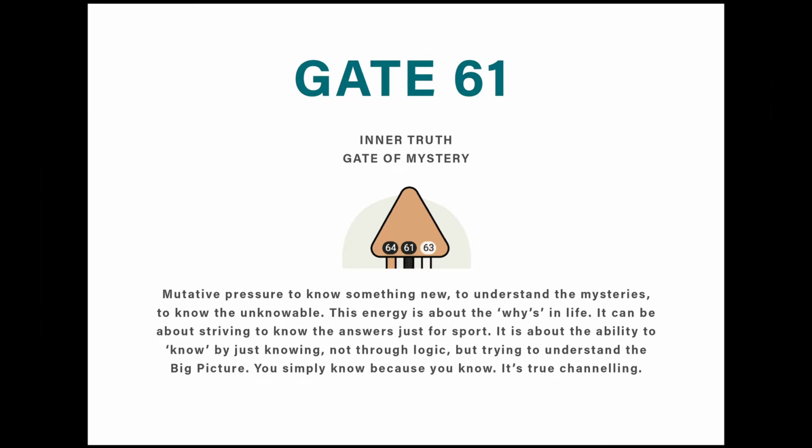If we look at 61, 61 is about inner truth. It's a gate of mystery. And it's also very mutative. So it's pressure to know something, to understand the mysteries, to know the unknowable. It's also the energy that wants the wise in life. It's very much what I always call an ascending path of awareness, because it's not descending in energy. Descending in energy would go down to the base. This goes up through the crown. And it wants to know, it wants to understand, it wants to look up, it wants to see the big picture. It's also a gate of channeling.